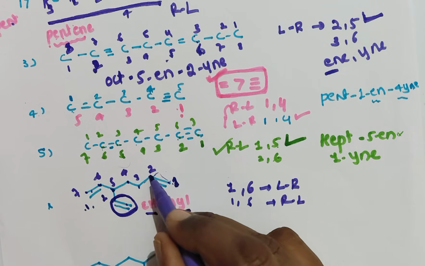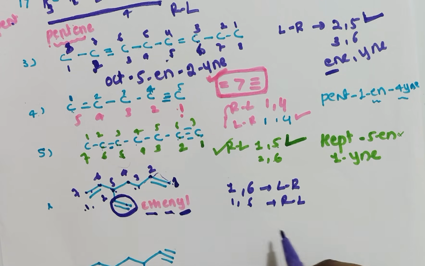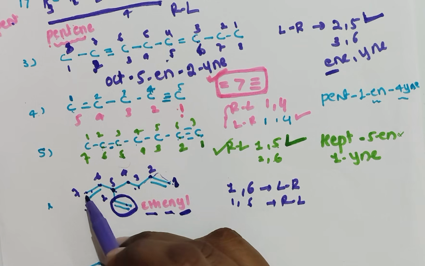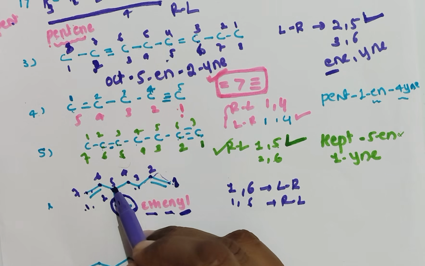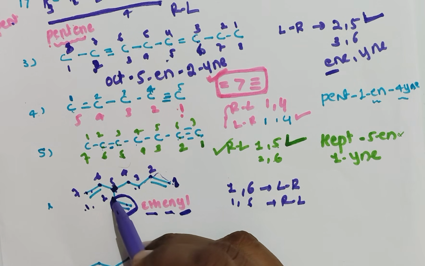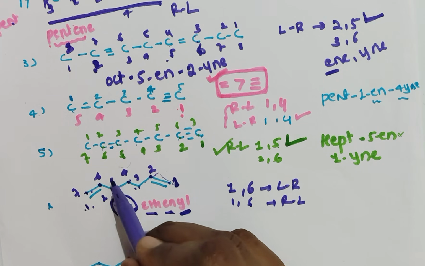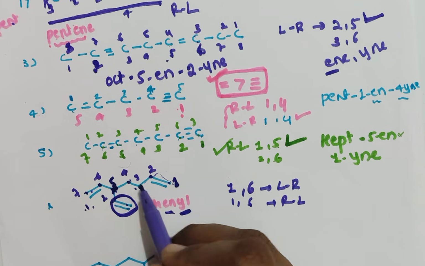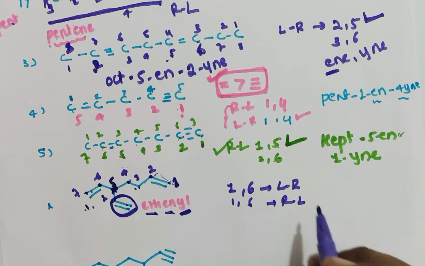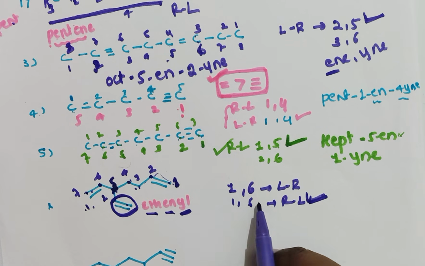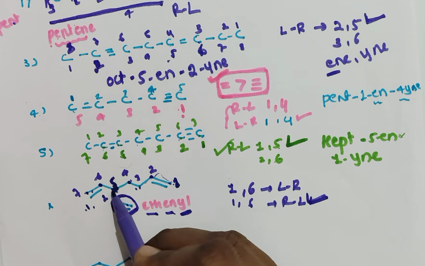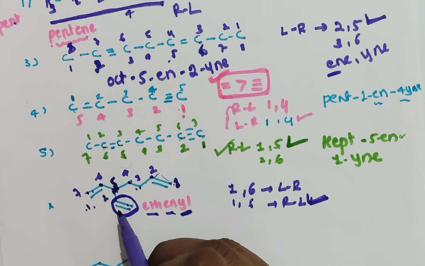Ethenyl is present on what? 1, 2, 3, 4, 5, the fifth carbon atom. From this side, 1, 2, 3, the locant is 3. From right to left, 1, 2, 3, 4, 5, the prefix is attached to 5. Always we select the minimum locant, which means numbering from left to right is correct. The double bonds are at 1,6 either way, but the prefix is present on carbon 3 from left to right. This is a prefix, yes or no? Listen carefully, the prefix is present on carbon 3.